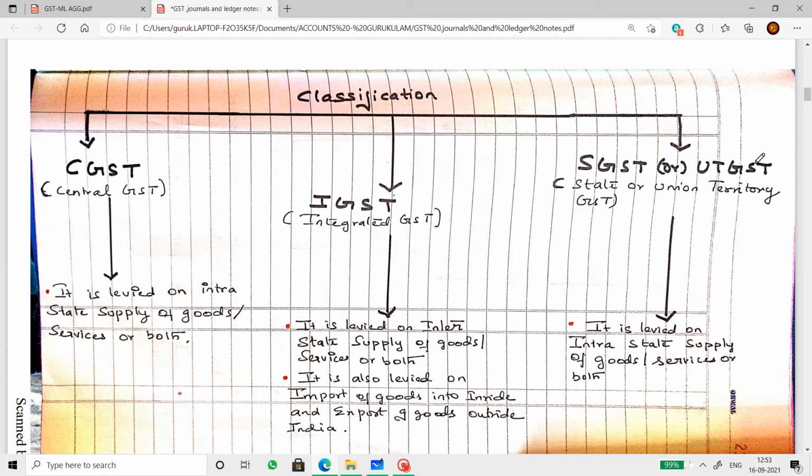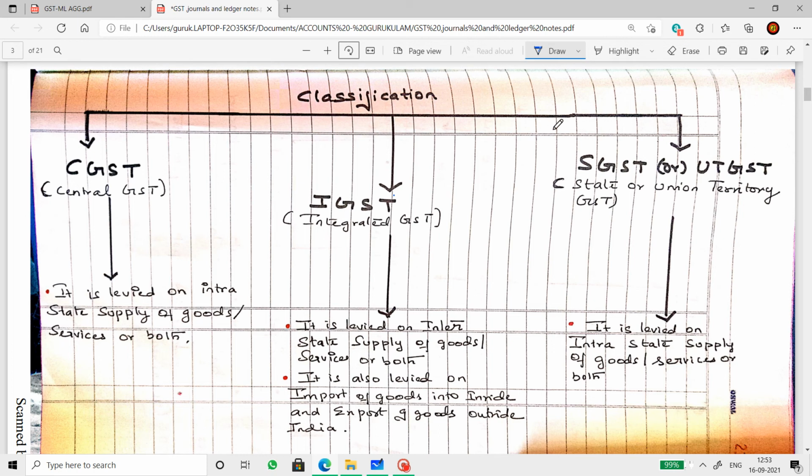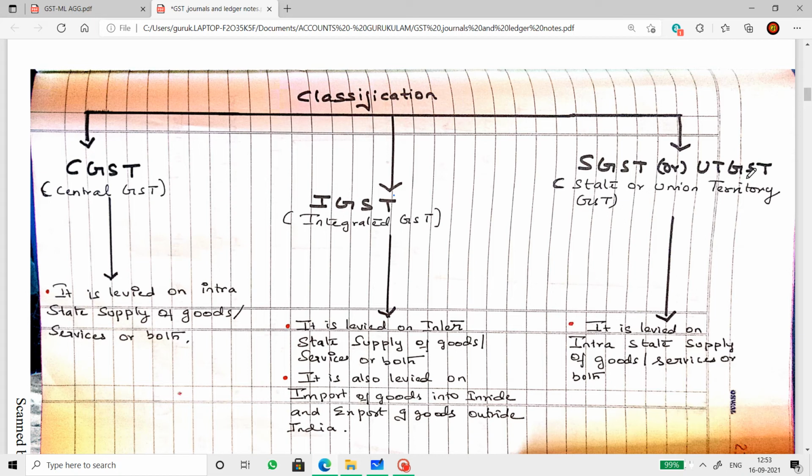Now, this is a very important area. So there are three types broadly. SGST sometimes will be replaced by UTGST and vice versa, depending upon the case of the question.